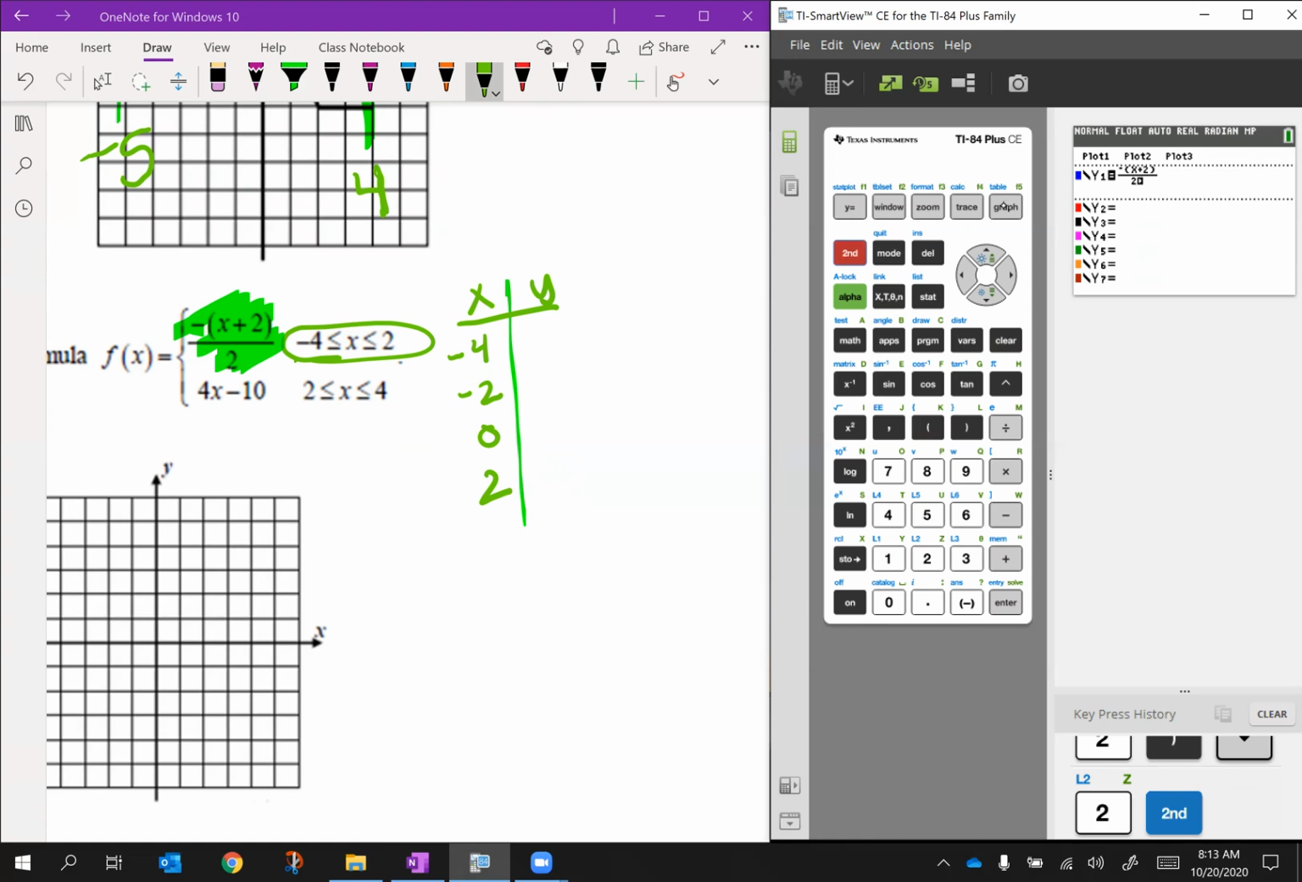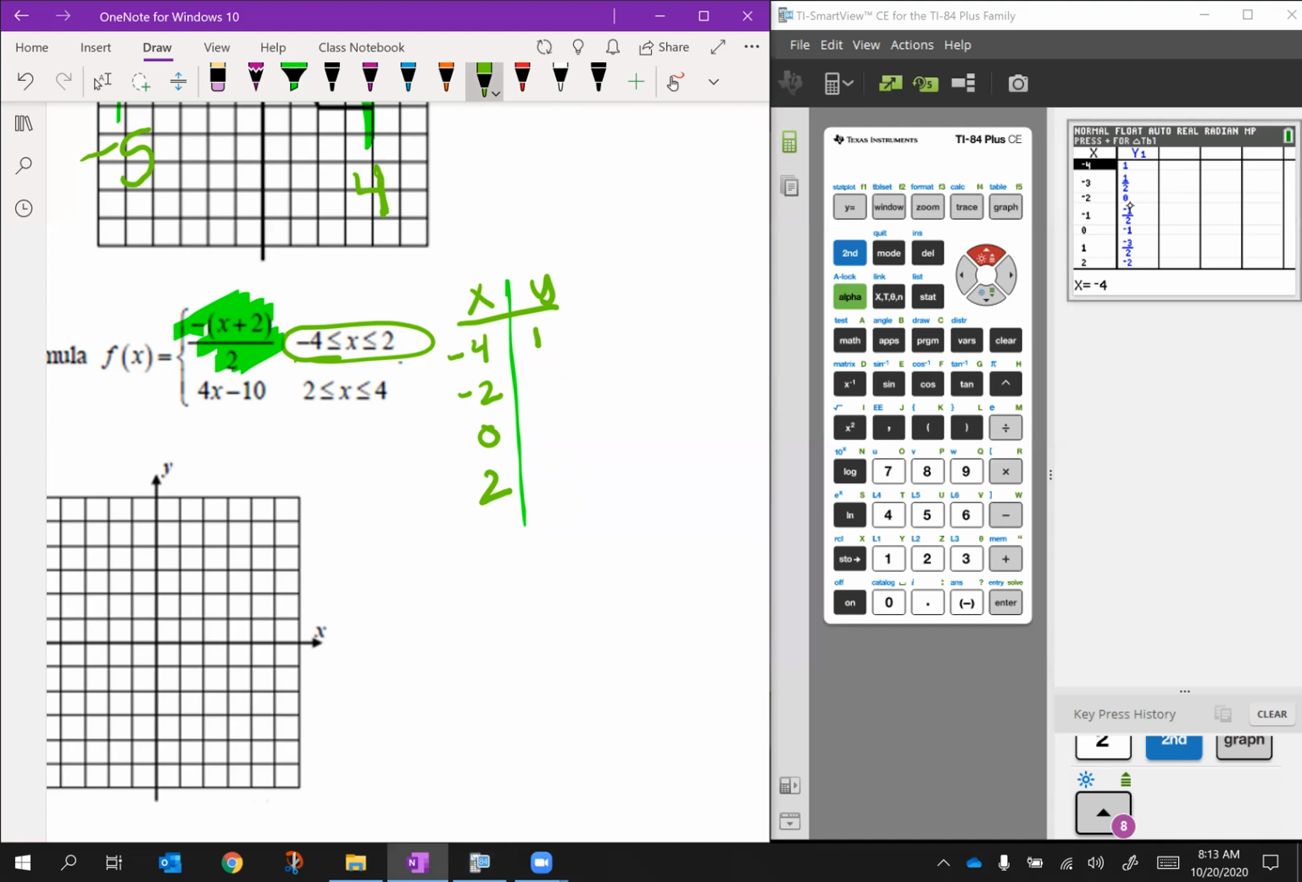Second table, I need the values from -4. So at -4, it is 1. At -2, it is 0. At 0, it is -1. And at 2, it is -2.